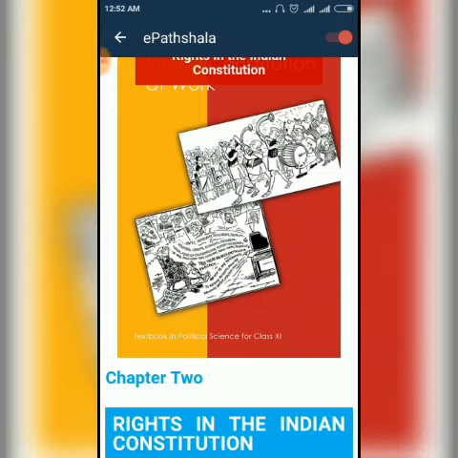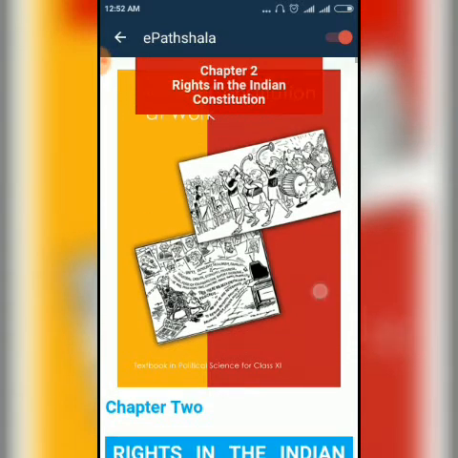Today we are going to read the second lesson of class 11th NCERT of Political Science: Rights in the Indian Constitution. So let's start. Chapter 2.